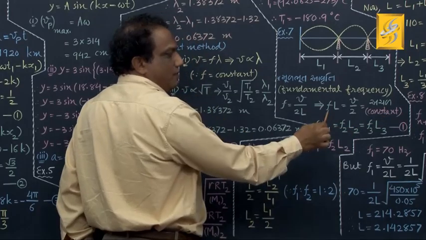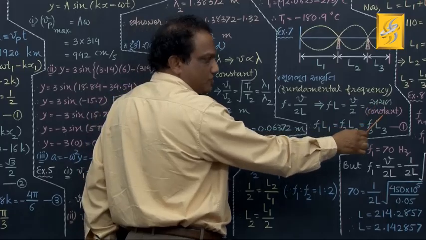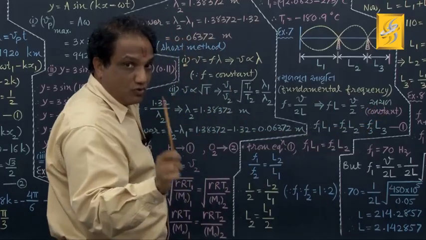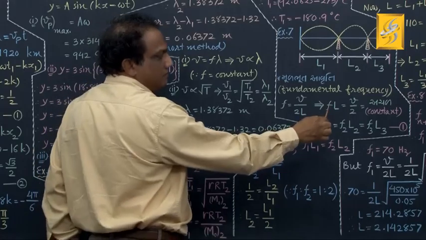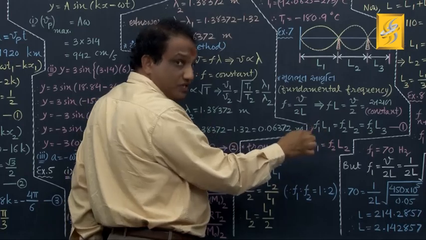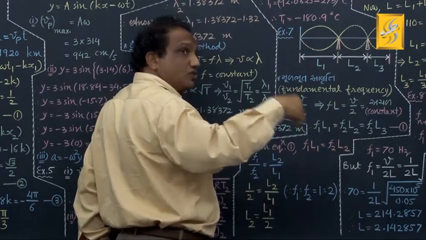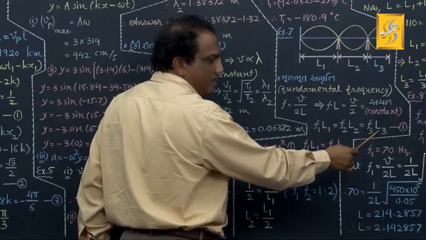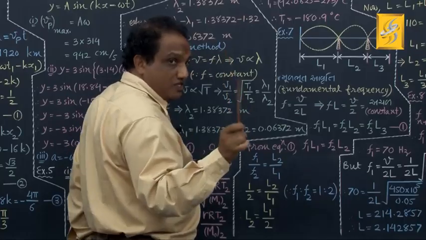The product of fundamental frequency and length of a given section should remain constant. If that product remains constant for all three sections, then for the first section, instead of F I am putting F1, and instead of L I am putting L1. Similarly, for the second section you may write F2, L2. For the third section I am writing F3, L3.